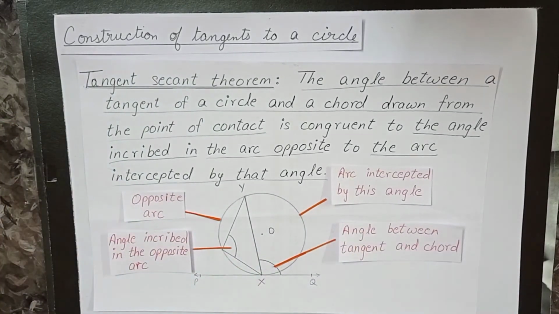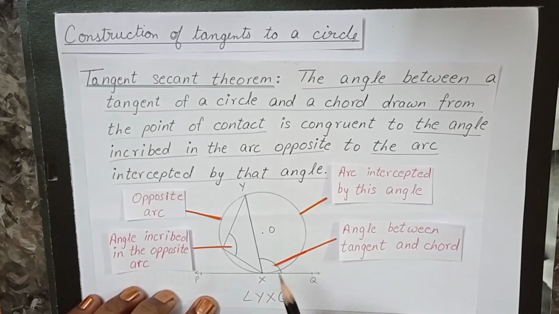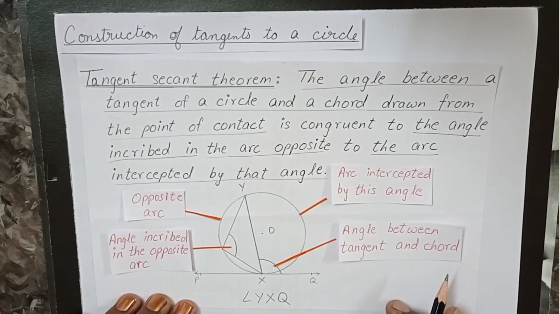So just have a look at it again. So we have a circle with center O. We have a tangent PQ which touches the circle at point X. That is, X is the point of contact of the tangent with the circle. Okay, so if I draw a chord, say XY, the angle which is made by the tangent and the chord is this angle, angle YXQ. Angle YXQ is the angle made by the chord and the tangent.